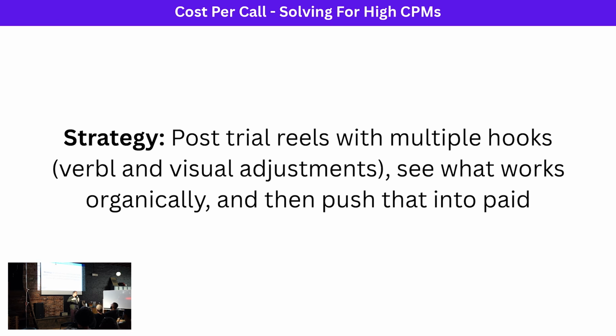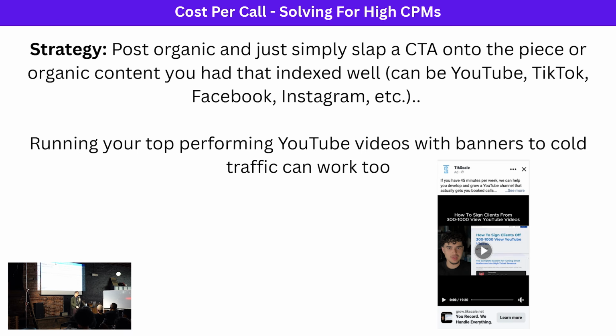You can post trial reels with multiple different hooks, so verbal and visual adjustments, and see what works organically and push that into paid. Another one too, supposed to have something down there as a screenshot, but you could post organic stuff and then just slap a CTA onto it. So you post YouTube videos, TikTok, Facebook, Instagram Reels, slap a CTA.